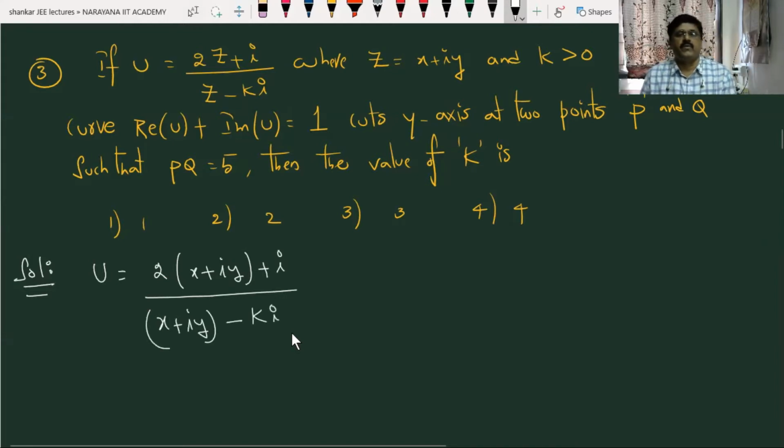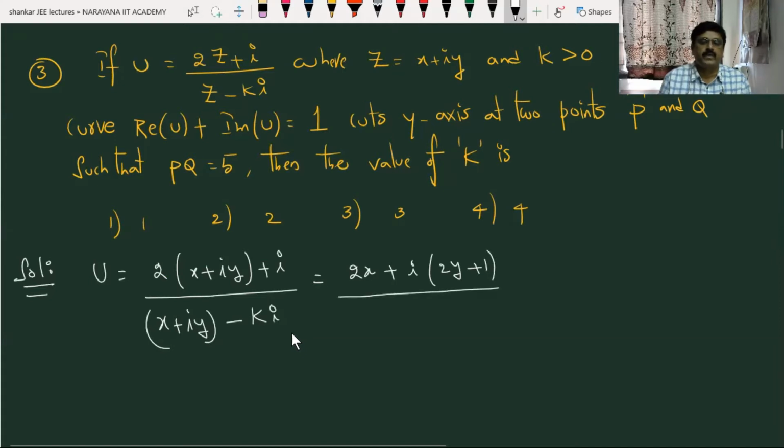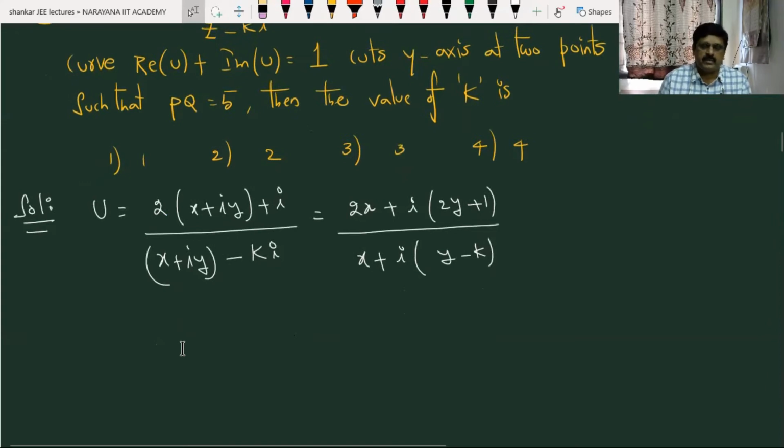k iota, students. Okay, now I just regroup the terms. Here the real part is 2x plus I of (2y plus 1) upon the same, x plus I of (y minus k). So students, (2x plus I of (2y plus 1)) upon (x plus I of (y minus k)). We know that every complex number can be shown as a point in the orthogonal plane.